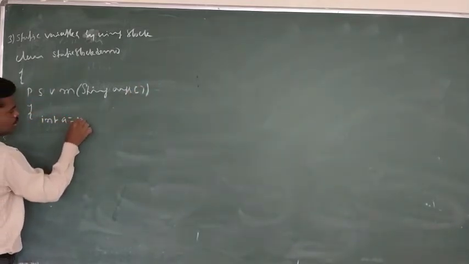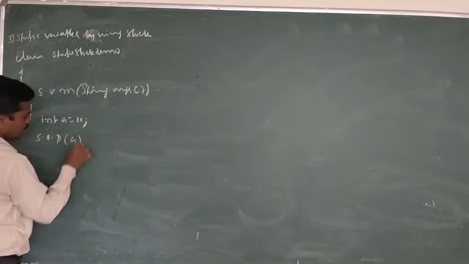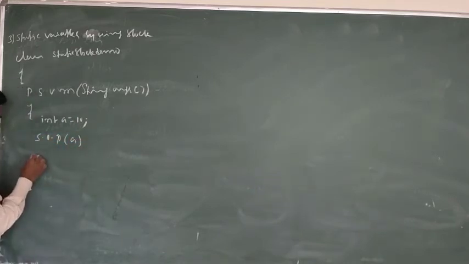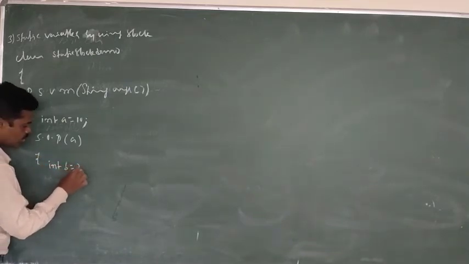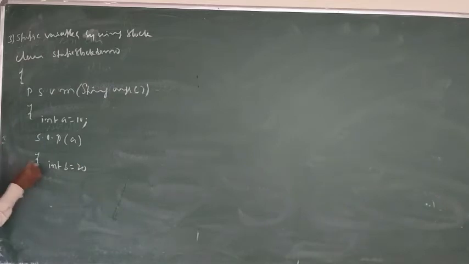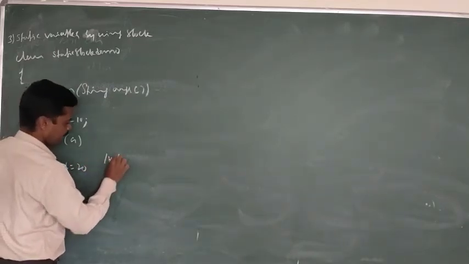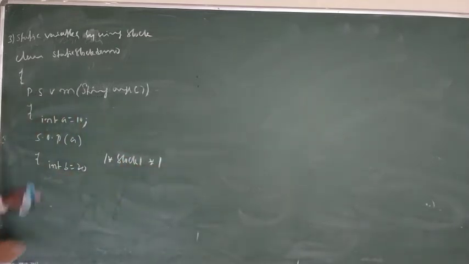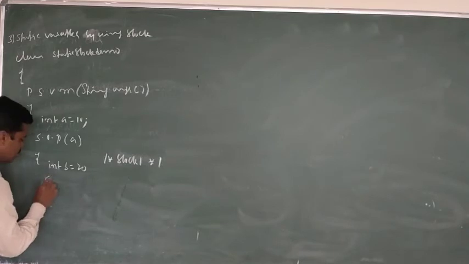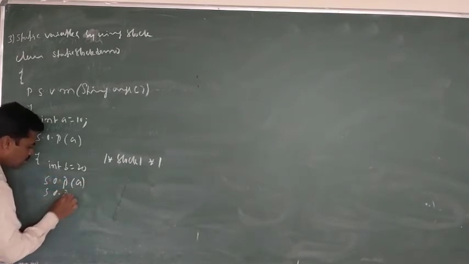Integer a is equal to 10, system.out.println a, then integer b is equal to 20. This is a block. This is called what? Block 1. This is a block 1 start. Then system.out.println a, system.out.println b.